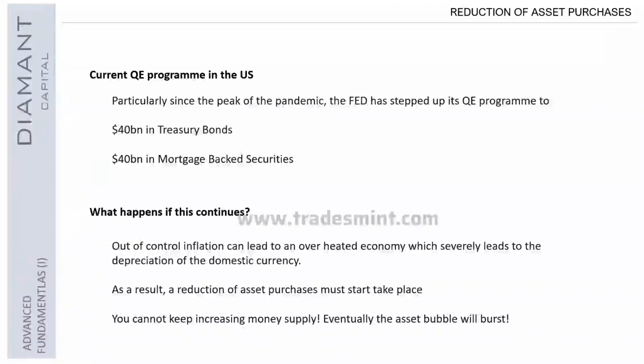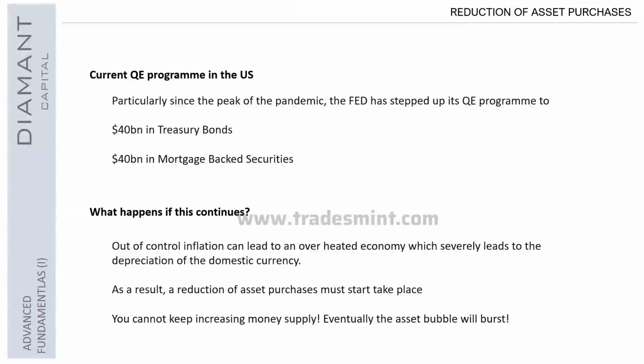So let's take a look at the US QE program at the moment. Particularly since the peak of the pandemic, the Fed has stepped up its QE program to $40 billion a month in treasury bonds and then $40 billion a month in mortgage-backed securities. And like we mentioned before, these are the two main asset classes that they look at. Of course, there are other types of assets too, but these are the main two.